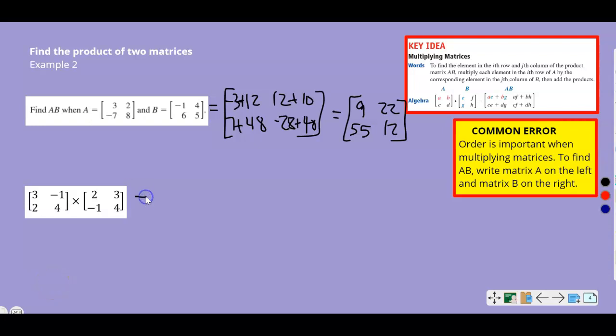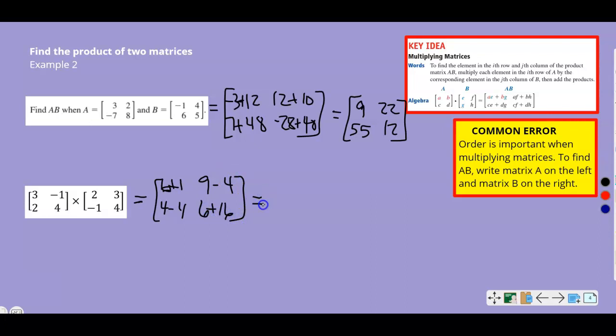All right, let's look at multiplying these two matrices. So we're going to start out with 3 times 2, which is 6. And then we're going to have negative 1 times negative 1, which is plus 1. And then we're going to have 3 times 3, which is 9, and negative 1 times 4, negative 4. And then on the bottom row, we're going to have 2 times 2, which is 4, and 4 times negative 1 is negative 4. And then the last row by the second column, so 2 times 3 is 6, and 4 times 4 is 16.